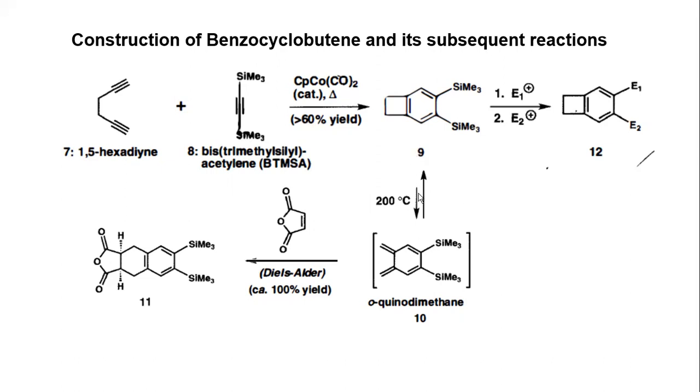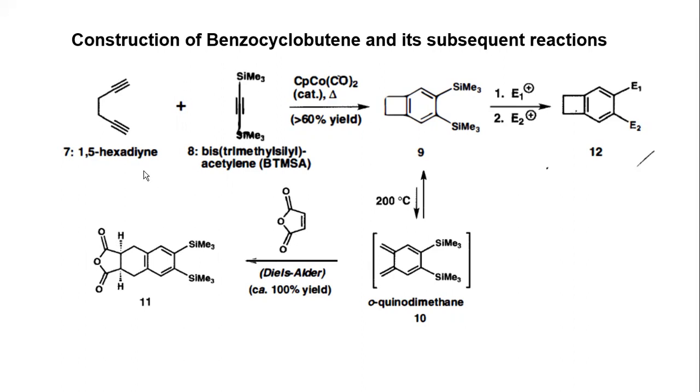And further, this product on heating at 200 degrees centigrade, this cyclobutene ring is cleaved and converted into orthoquinodimethane, which further acts as a diene in a Diels-Alder reaction. And here is our dienophile. As a result of this Diels-Alder reaction, we get this type of cyclic ring chain.